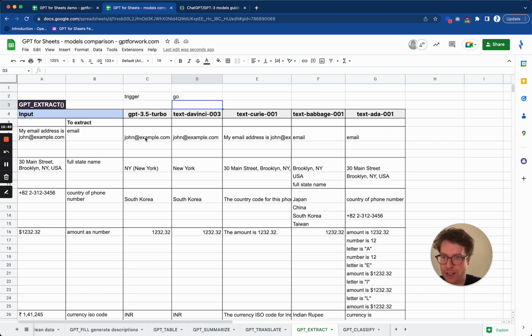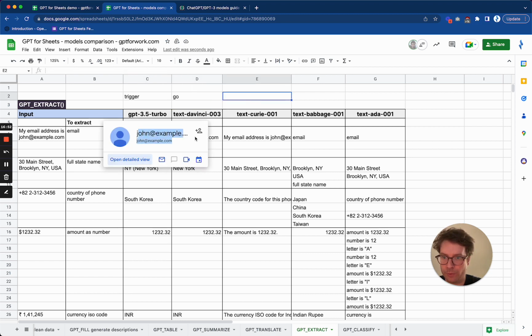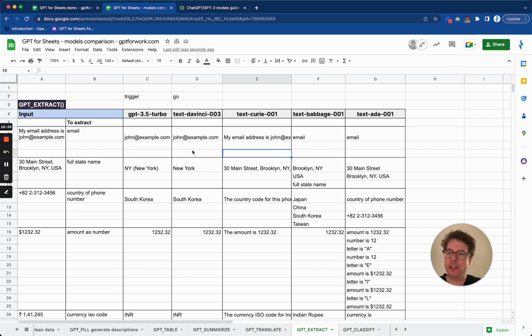Okay, so first task. Oops, sorry. Yeah, this is a bit annoying. DaVinci and ChatGPT correctly extracted the email address. Text Curie did not understand the task, and Text Babbage and Text Ada did not understand the task at all. So here both are good. However, for the extraction of the full state name here, DaVinci does a better job than ChatGPT. This is the result I was after, and none of the others actually understood the question. So clear winner here is DaVinci.